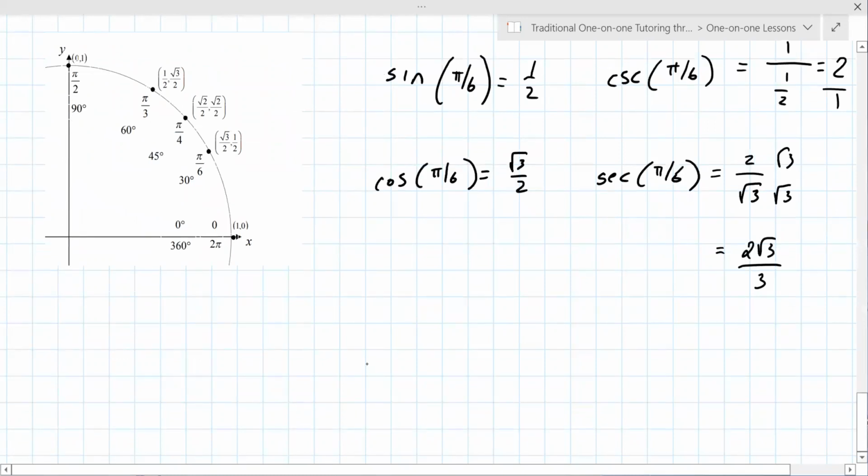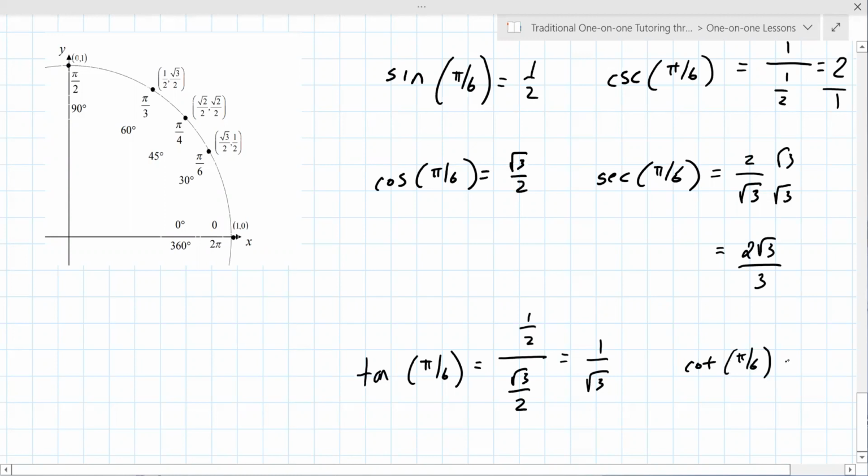And so same with tangent. So the tangent of pi over 6, it is y over x. It's 1/2 over root 3 over 2. So it's 1 over root 3. But when you get the cotangent of pi over 6, it's the reciprocal of that. So you flip this, root 3.